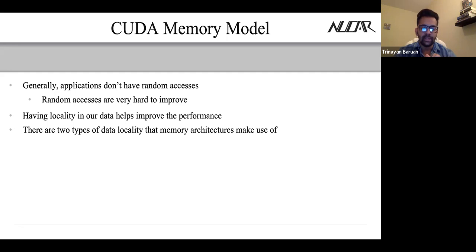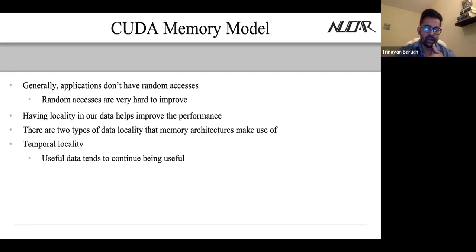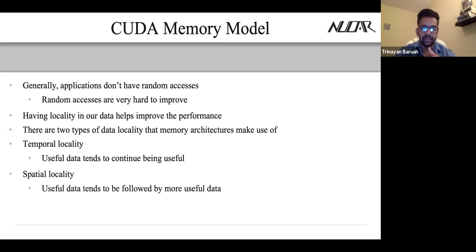There are two types of data locality that memory architectures make use of. First is temporal locality. That is, if you use a piece of data, you're going to use it again in the near future. For example, if you use something at time t, you might reference it again at time t plus 5. That's called temporal locality. Then the second is spatial locality.